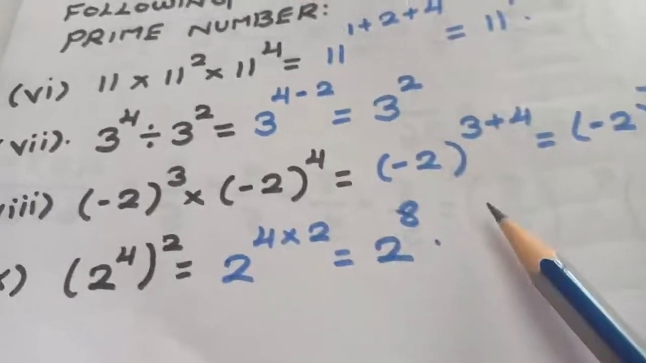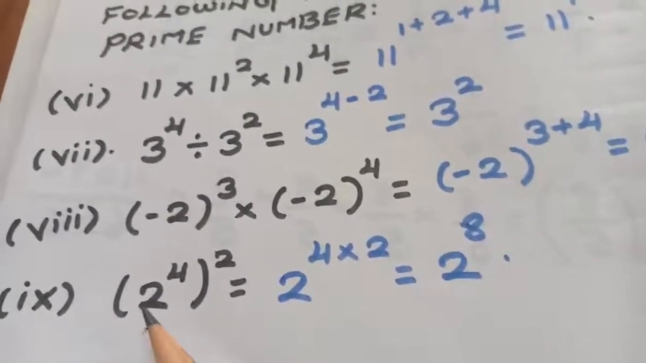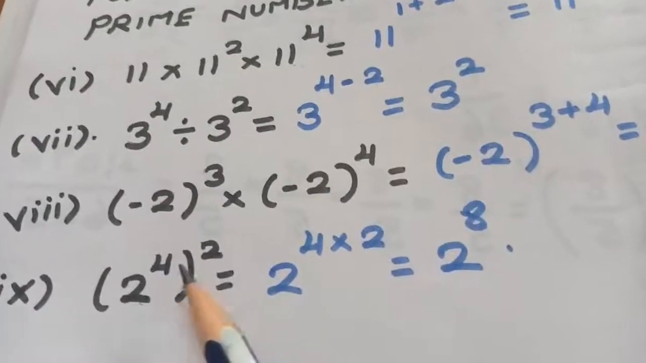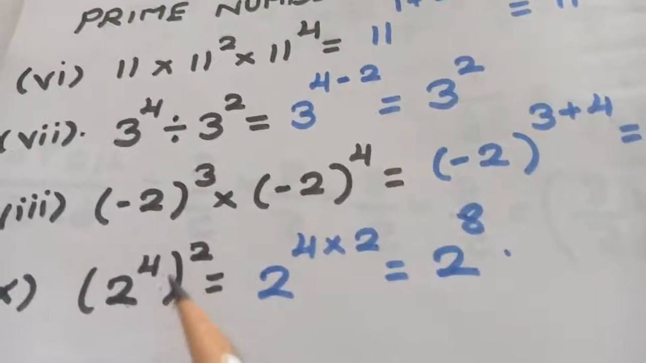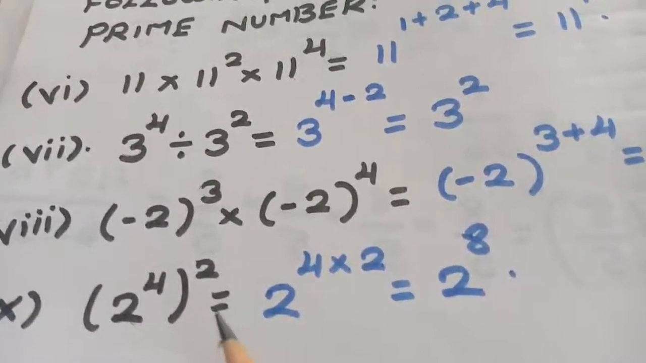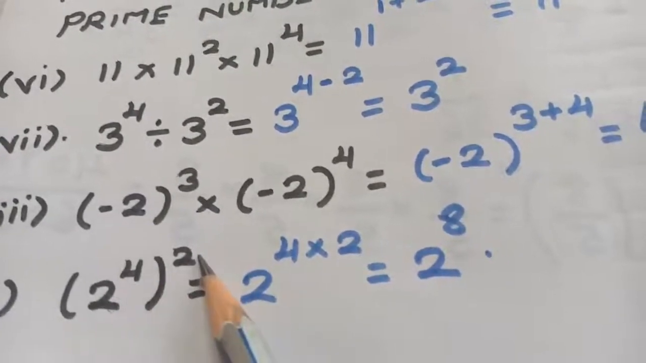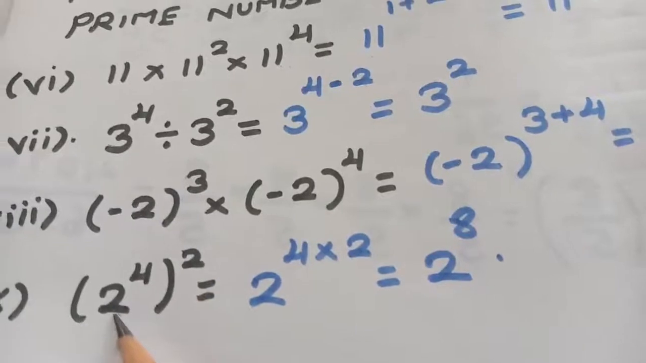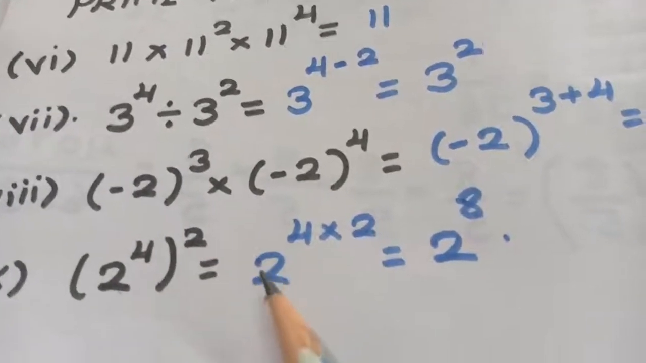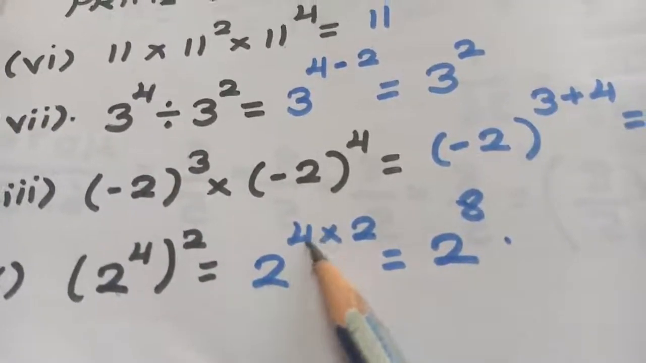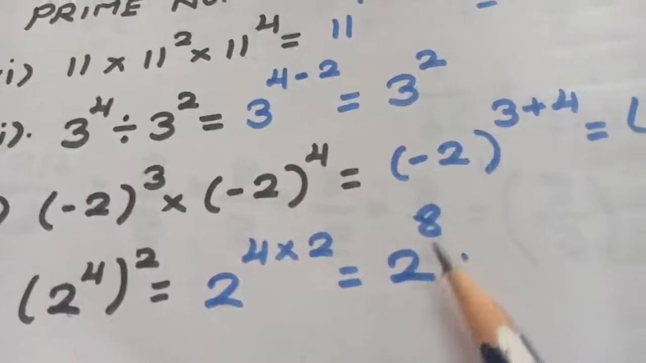So this is the idea of doing the sum. Suppose you have one base and 2 powers, all those things we are applying are laws of exponent formulas, students. 2 to the power 4, whole to the power 2: that is 1 base, 2 powers, so write the base here, multiply the powers, and you get the answer as 2 to the power 8.